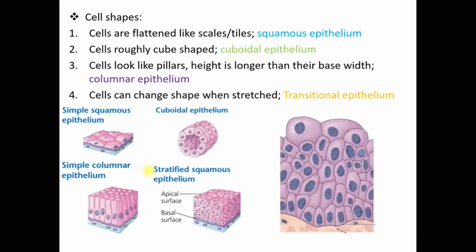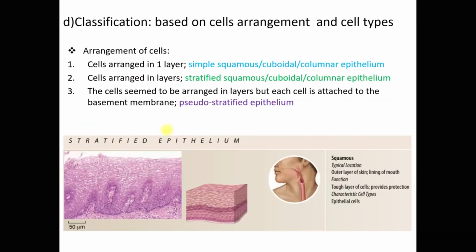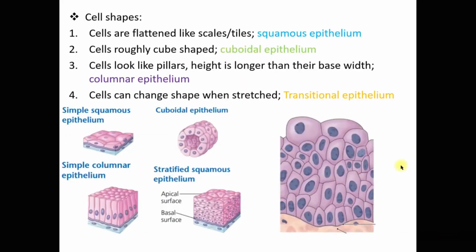Another classification of covering epithelia is based on the shape of the cells. If the cells are flattened, like scales or tiles, those cells are known as squamous epithelium. You can see this squamous epithelium here, they are flattened.